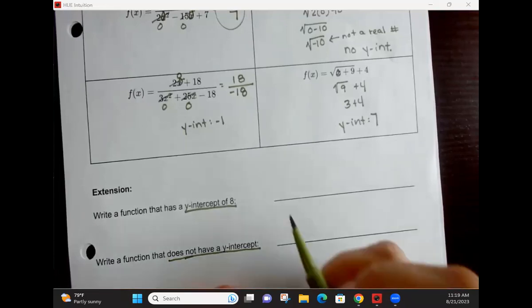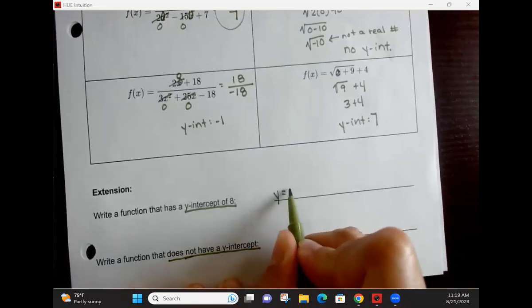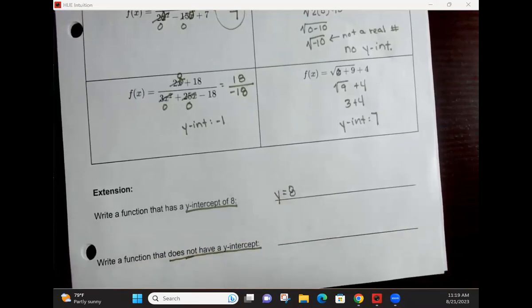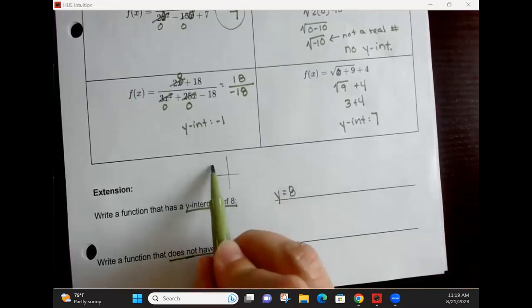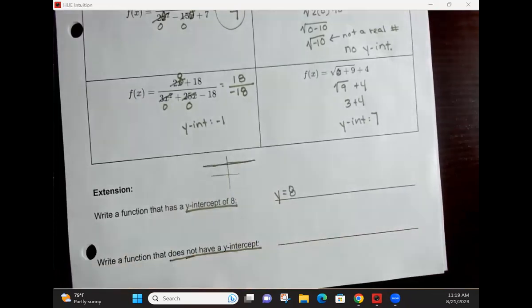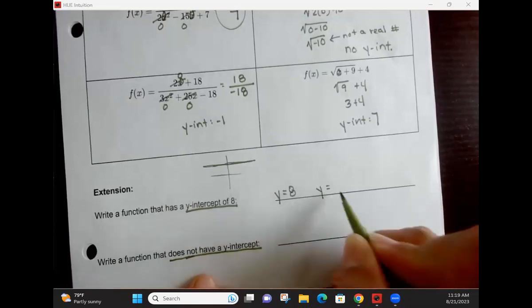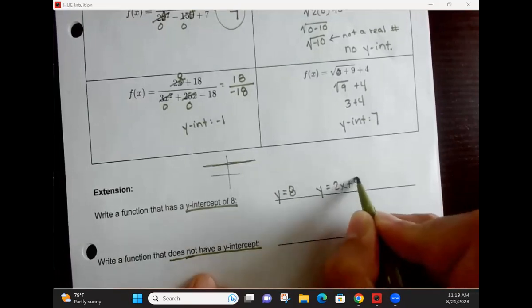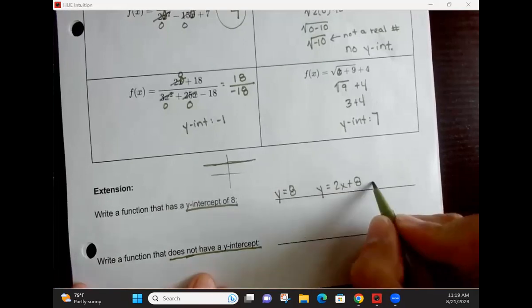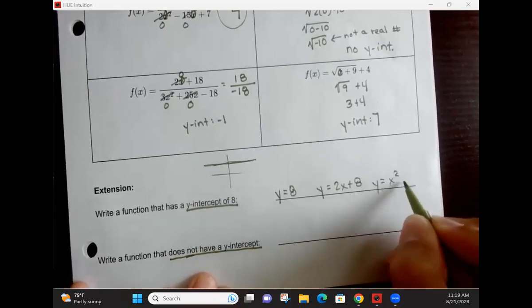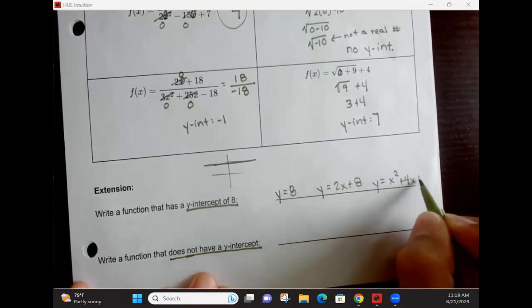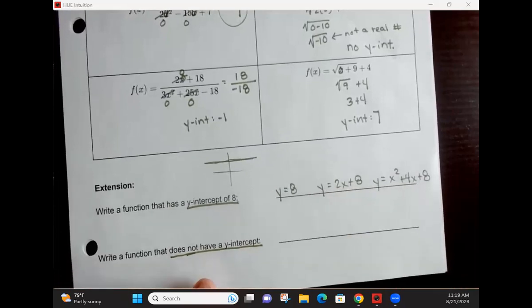Probably the simplest function you could have written for this first one would be y equals 8. That would just be a horizontal line through 8. You could have also done y equals maybe 2x plus 8, a linear function, or a quadratic, maybe x squared plus 4x plus 8. You could have done something more complicated than any of those. That would have been fine too, as long as when you plug in 0 for x, you're left with 8.